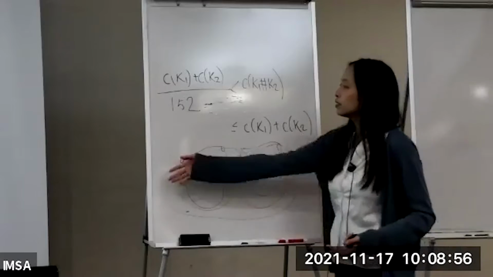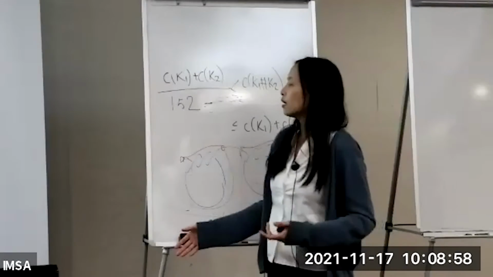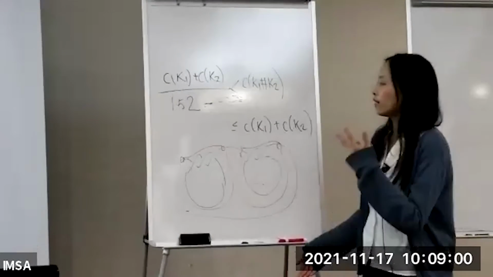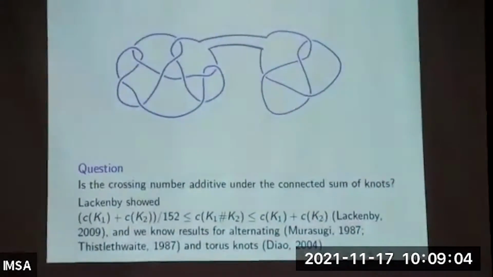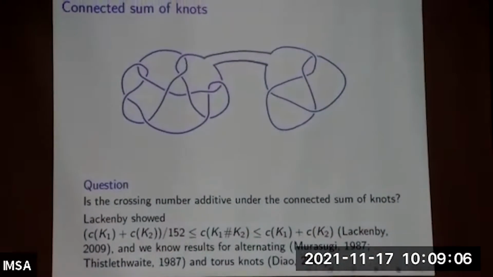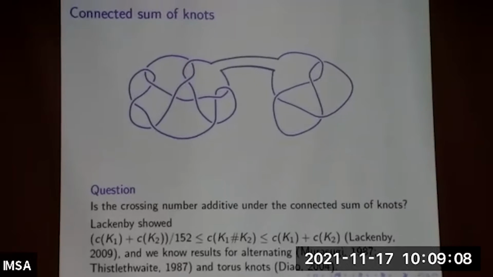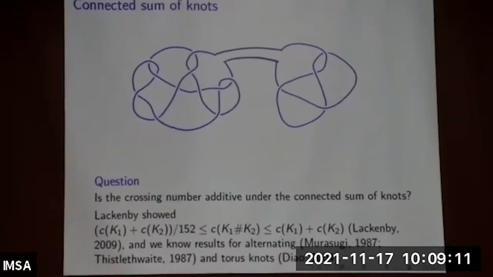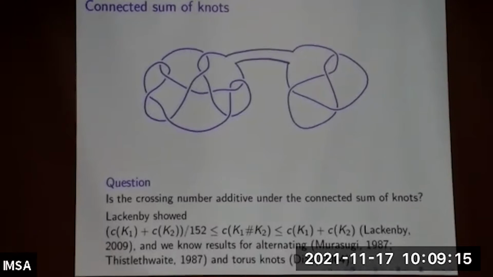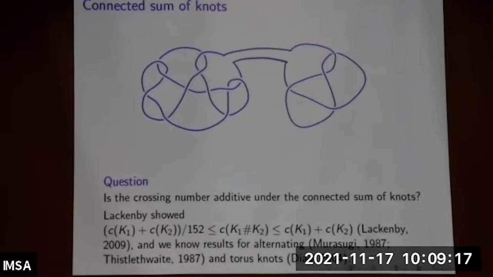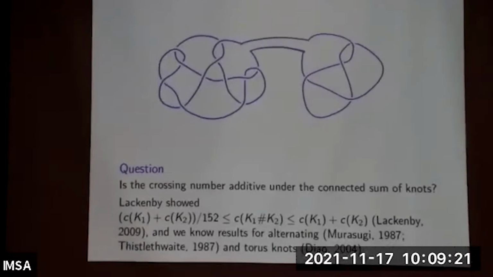Okay, so this is one of our general results. And we know that if you have two alternating knots, connected sum, this is one of the early applications of the Jones polynomial, then the crossing number is additive. And then there are also recent results on torus knots. Can you repeat that? So, for alternating and torus, we have exact equality? Yes, you have exact equality. Okay.